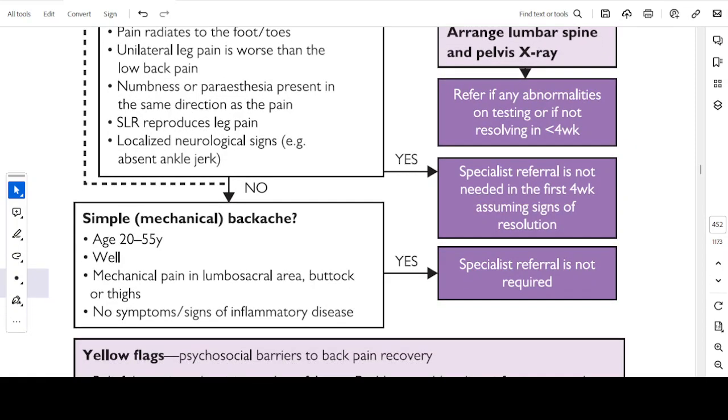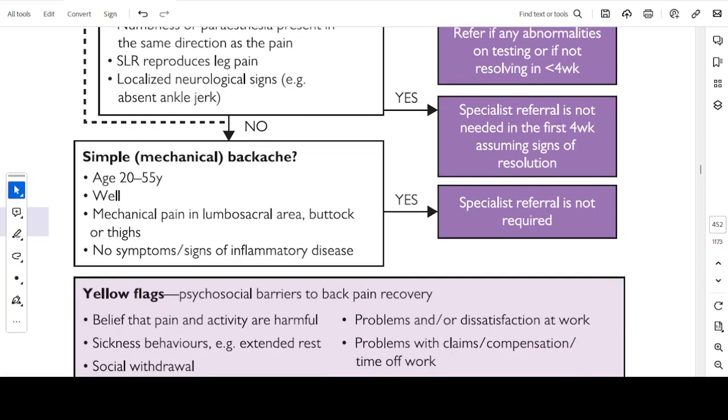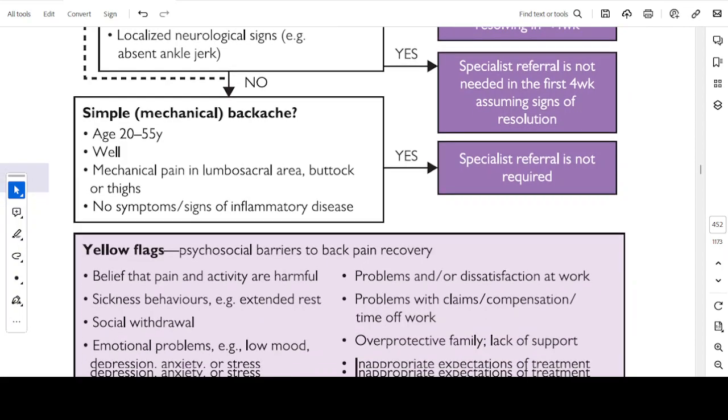And if it is no, consider simple mechanical backache: age 20 to 55, mechanical pain in the lumbosacral area, buttock or thighs, no symptoms or signs of inflammatory disease. If yes, specialist referral is not required.